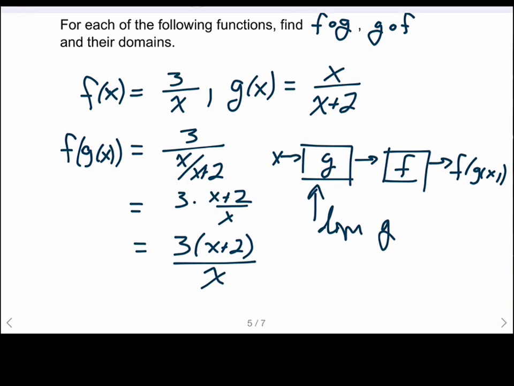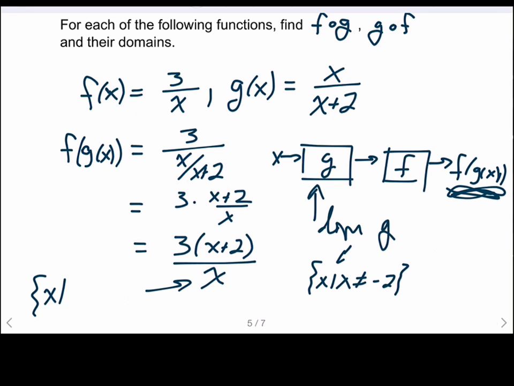The domain of g is the set of x such that x is not equal to -2, because g is x over x plus 2. Then we need to consider the result. For the result, the domain would be the set of x such that x is not equal to 0, because the result has a denominator of x.